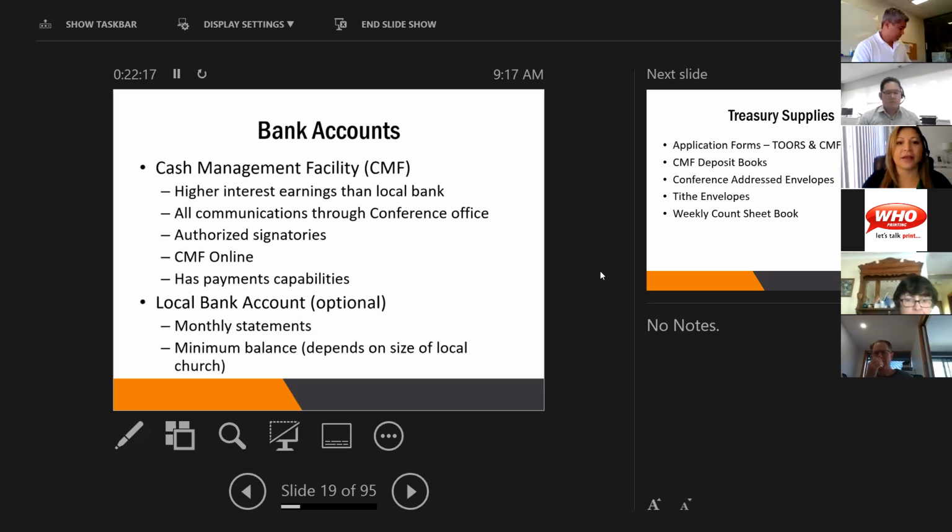Local accounts. For operational convenience, some churches may have a second bank account other than CMF. This needs to be in the name of the church and a minimum of 2 signatories to authorize payments. The treasurer should arrange for monthly bank statements to be issued, and the balance should be kept to a minimum.